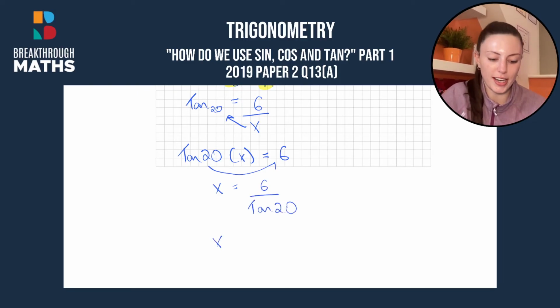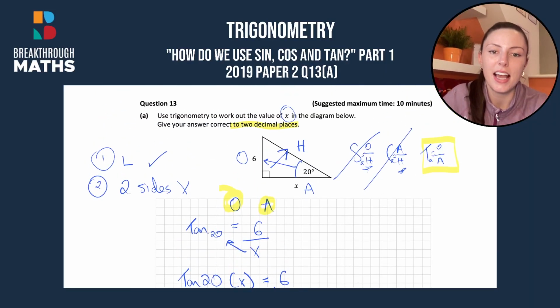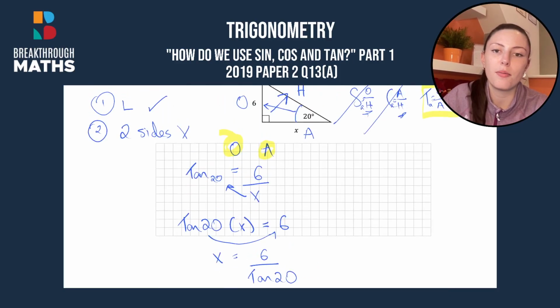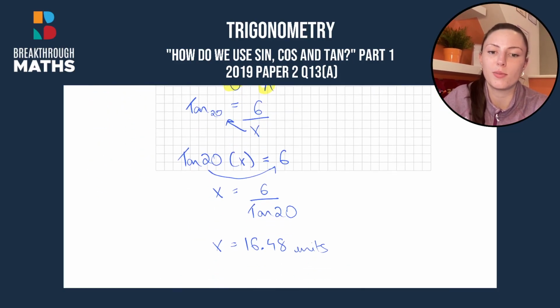And when you put into your calculator 6 divided by the tan of 20, you will get x is equal to 16.48. And what are we dealing with? We're not told, so we'll just say units. And remembering it's said to 2 decimal places, which we've given here.